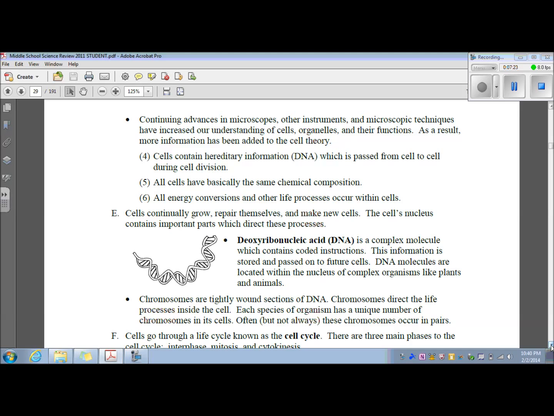Continuing advances in microscopes, other instruments, and microscopic techniques have increased our understanding of cells, organelles, and their functions. As a result, more information has been added to the cell theory. 4. Cells contain hereditary information, DNA, which is passed from cell to cell during cell division. 5. All cells have basically the same chemical composition. And 6. All energy conversions and other life processes occur within cells.